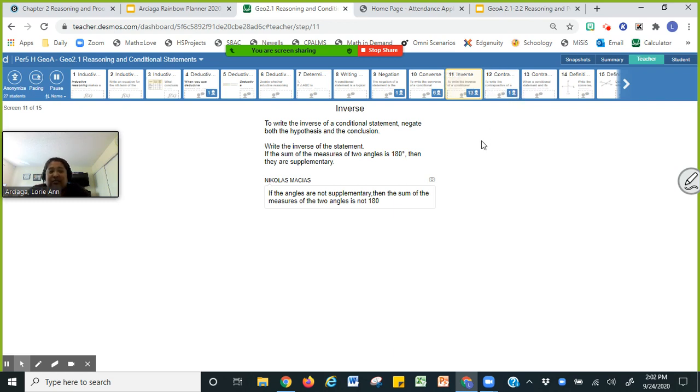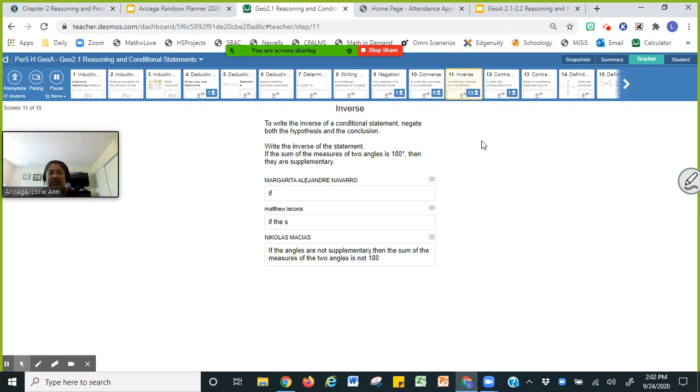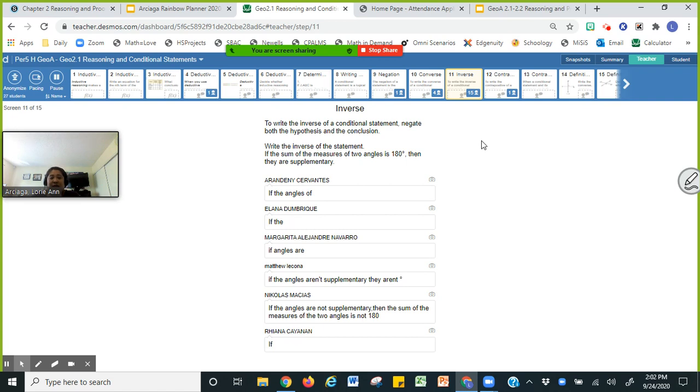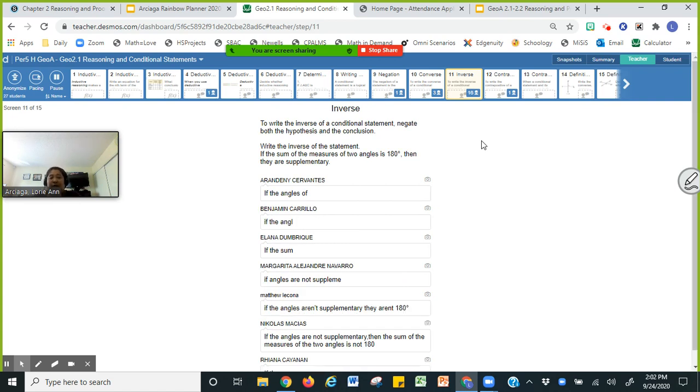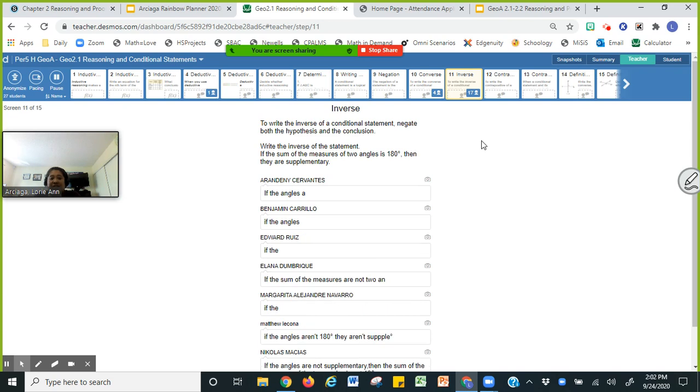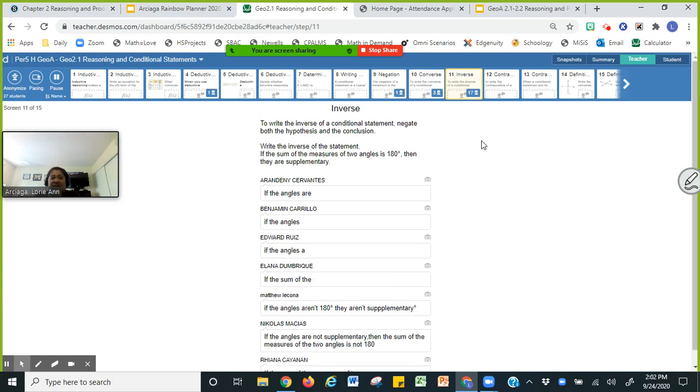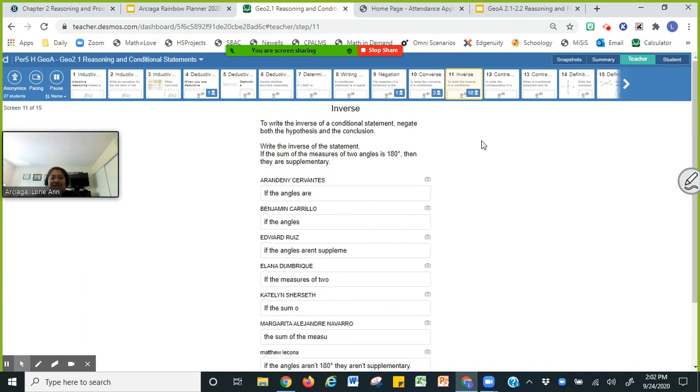So now you're gonna write the inverse. To write the inverse, you have to negate both the hypothesis and the conclusion. So you have to write down the opposite of the hypothesis and the opposite of the conclusion. If the angles are not... but Nico, you don't flip them around, yeah? You still have to follow the same order. Don't flip, just negate. Don't flip, just negate. If a non-geometry person can hear us talking about that right now, it sounds weird, huh? Don't flip, just negate, right? The negative or the negation.